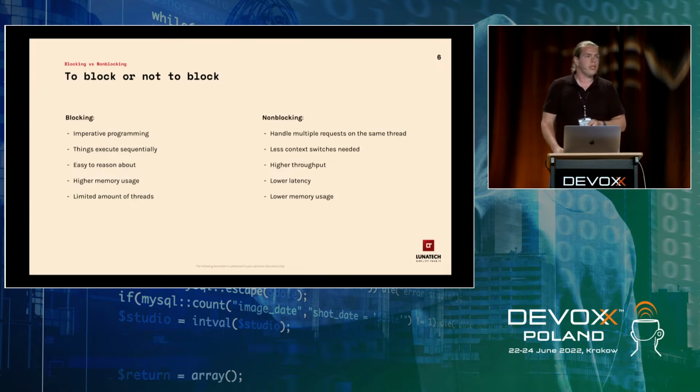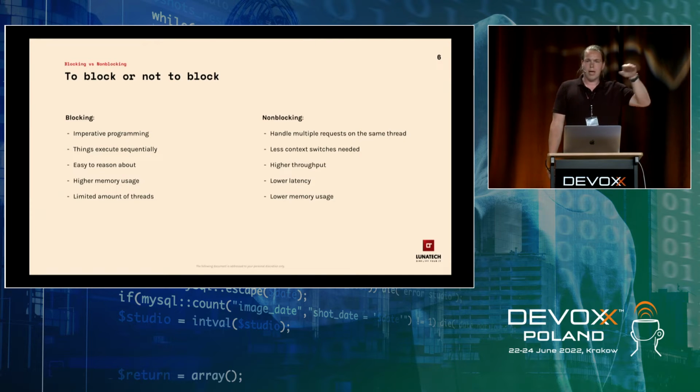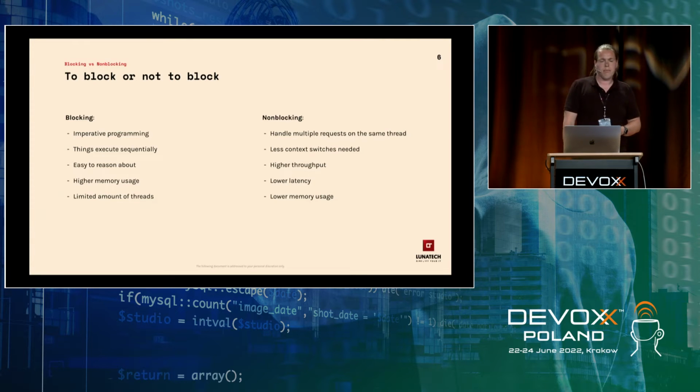Well, if you stay just in the blocking world, everything is easy. You program sequentially, line by line. It's easy to reason about. Things execute sequentially, so not all over the place, but just step by step. Everyone can follow that and reason about it. That makes it also really easy to debug. With reactive code, that's a lot more difficult.